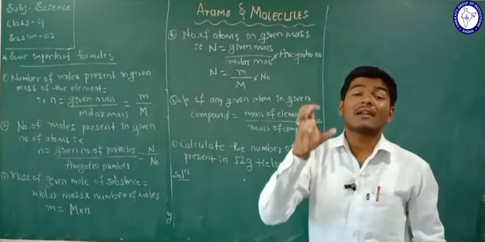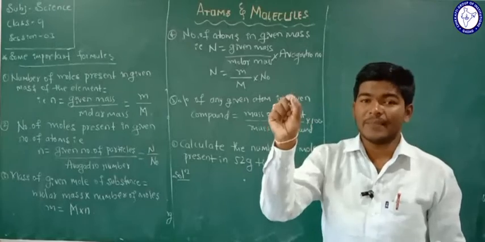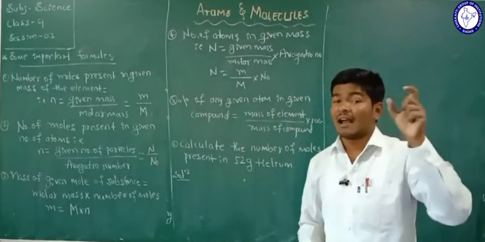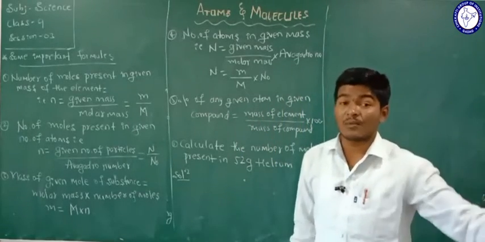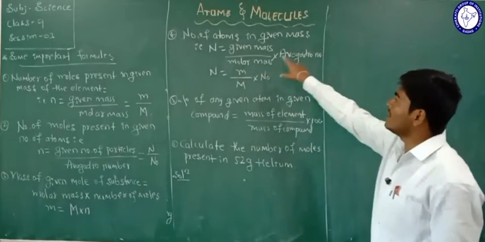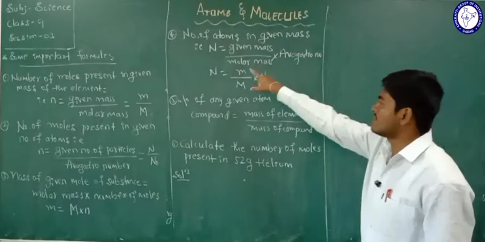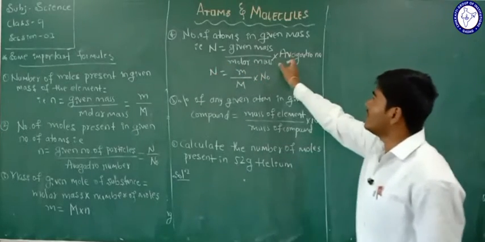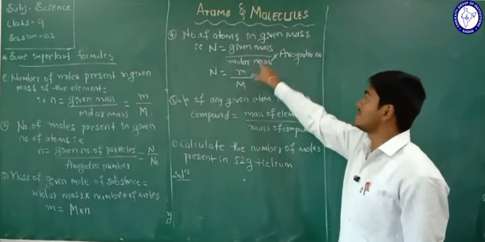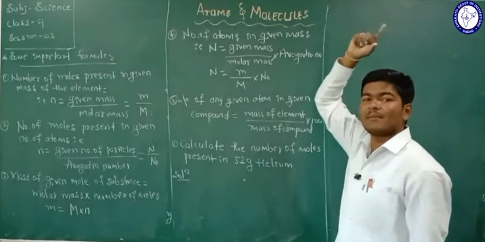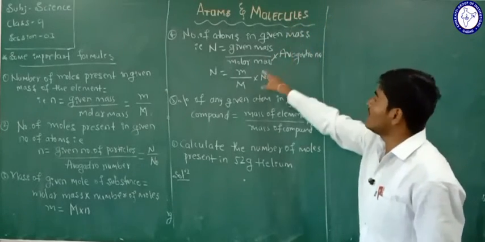But how many atoms are present in 60 grams of oxygen, or how many oxygen atoms are present in 90 grams of oxygen? That can be calculated by this formula: the number of atoms in a given mass, N, is equal to the given mass divided by molar mass. I am taking one example here: 60 gram divided by molar mass.